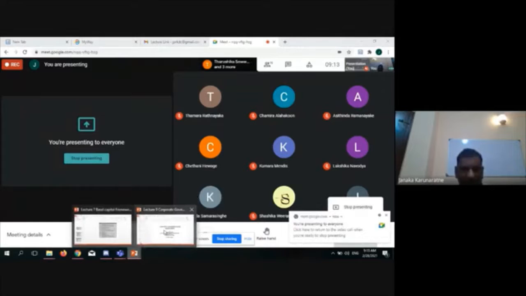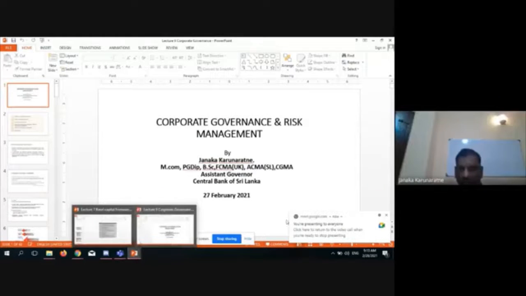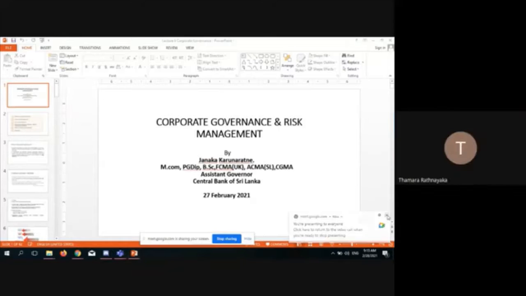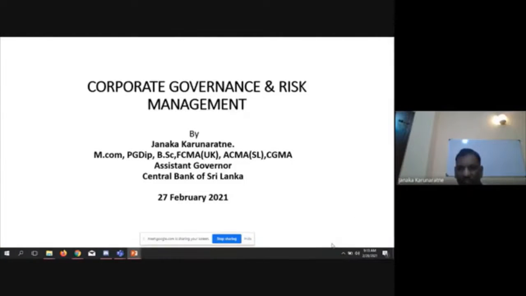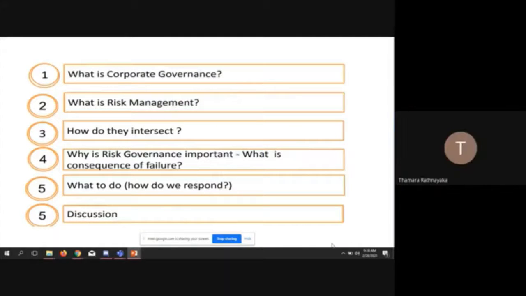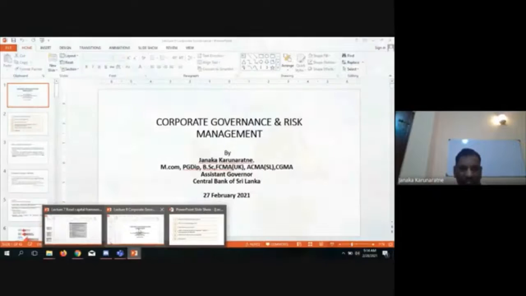If I go to this particular slide, can you all see this presentation? Yes. Okay. Before I answer the question, that is the corporate governance and risk management slide. Can you see the big version? Full page, can you see? Yes, we can see. Is it moving now? Yes. Okay, let me answer your question.